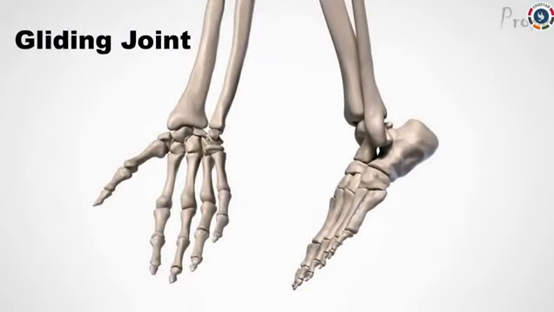The second type of joint is the gliding joint. This type of joint is found in the wrist, ankles and between the vertebrae. It allows our back to bend, twist and turn.